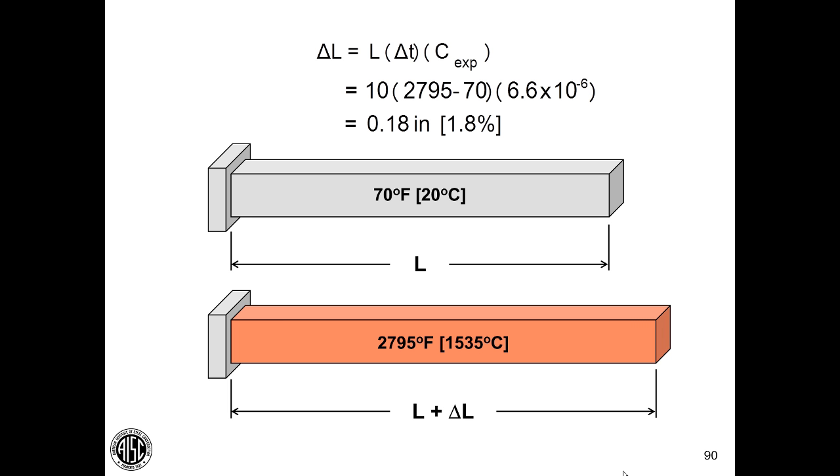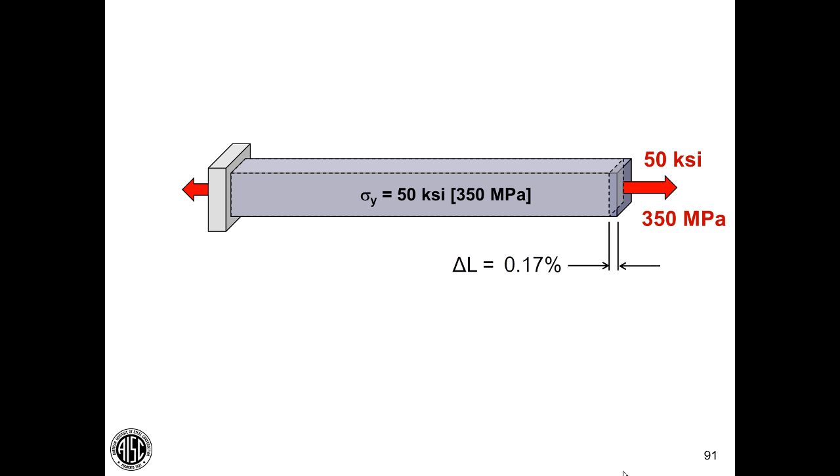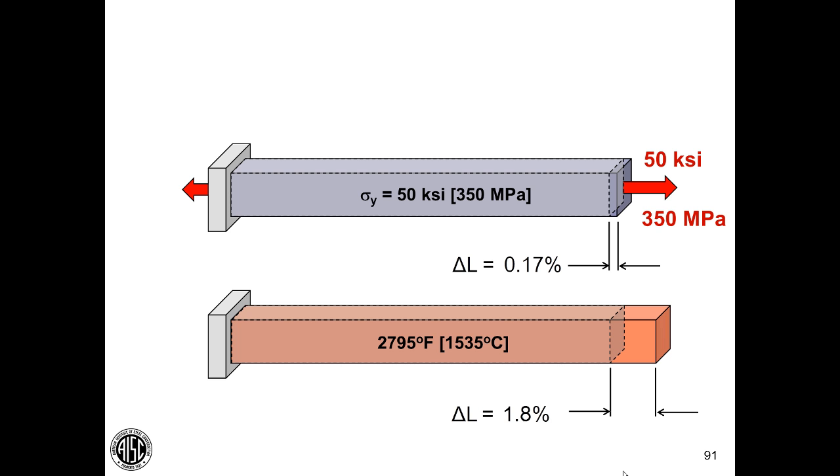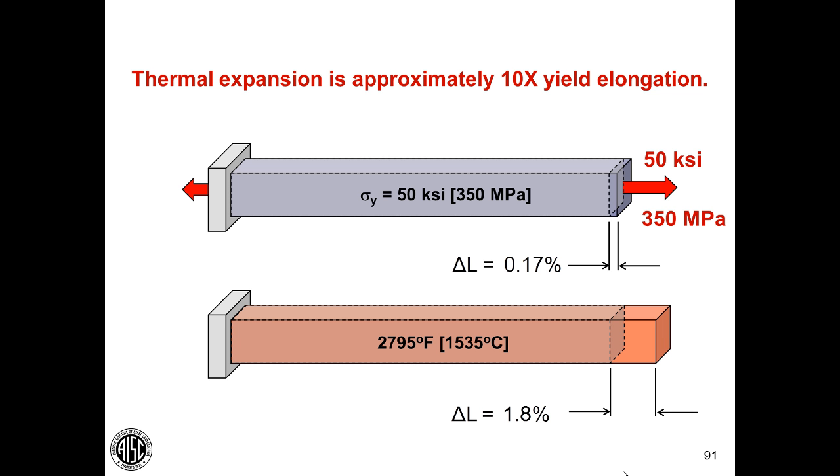Now the importance is to compare these two numbers. Mechanically, we got 0.17% elongation. Thermally, we got 1.8% elongation. And here's what I want you to take away from this. The thermal expansion is approximately 10 times the yield point elongation.